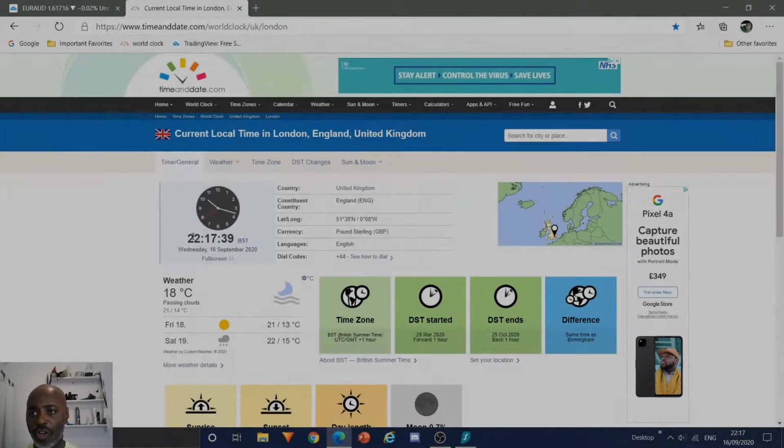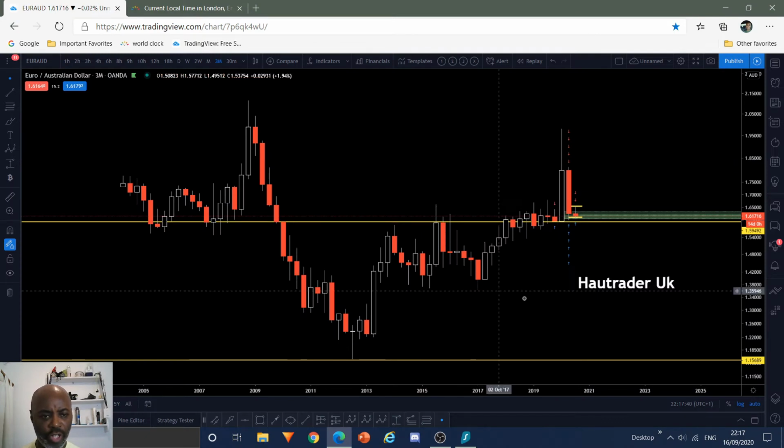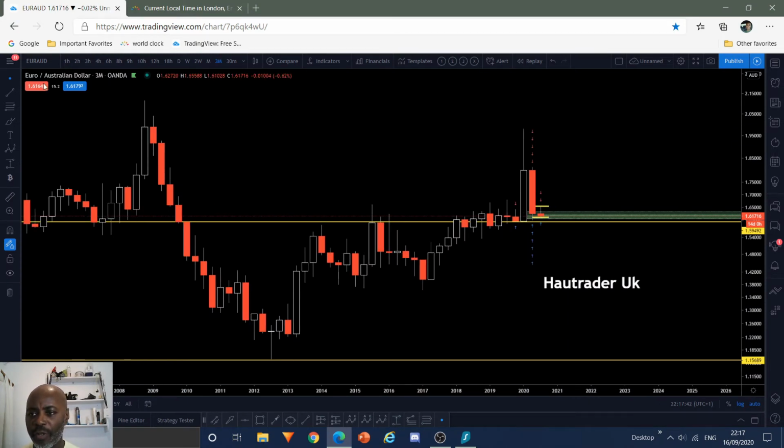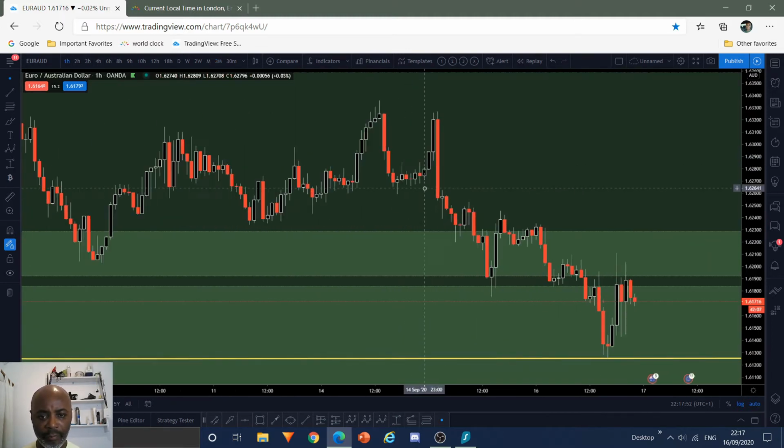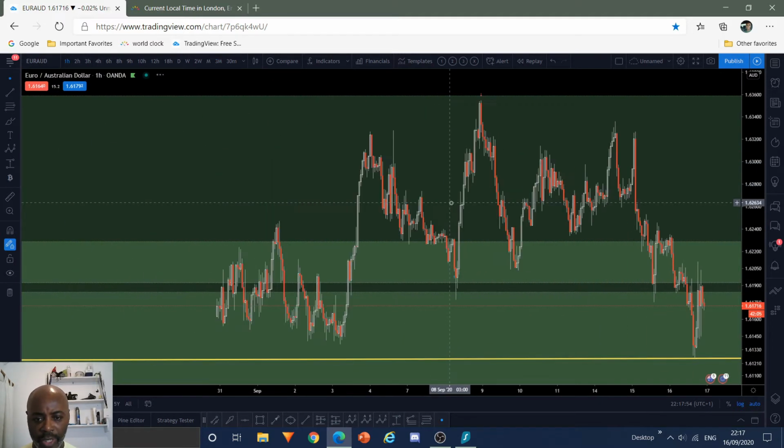Straight over into the charts because I've shot an earlier video about this pair. We're here on the 3 monthly chart of the Euro Australian dollar. And if you remember, we had a play. Let's go down to the hourly chart. Okay, so where are we?